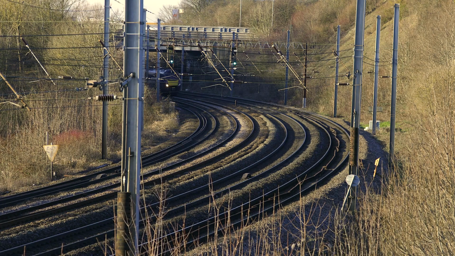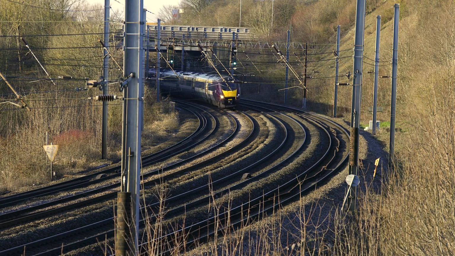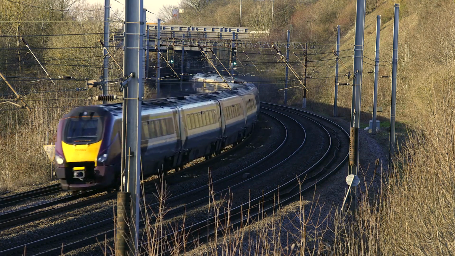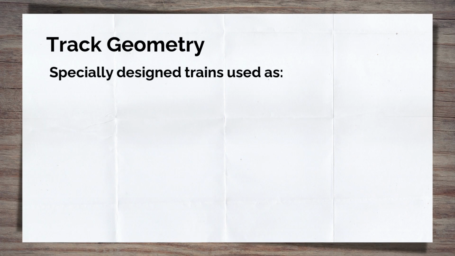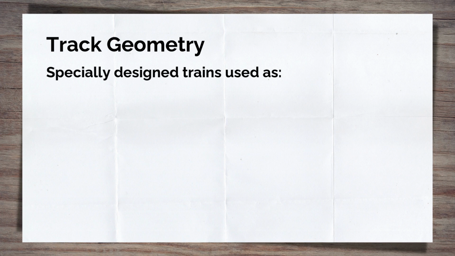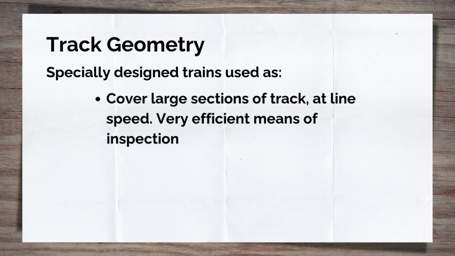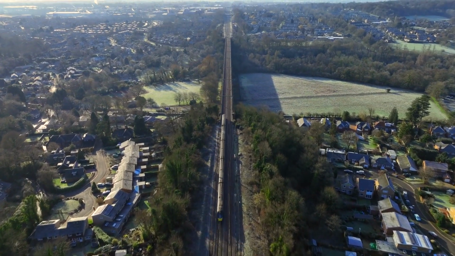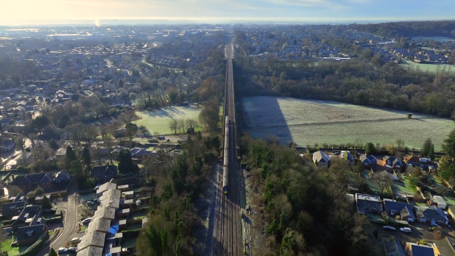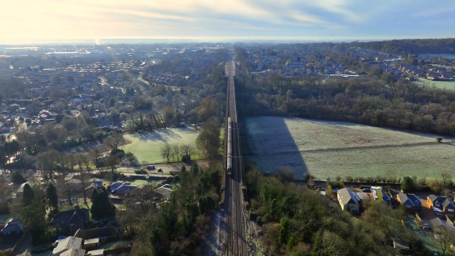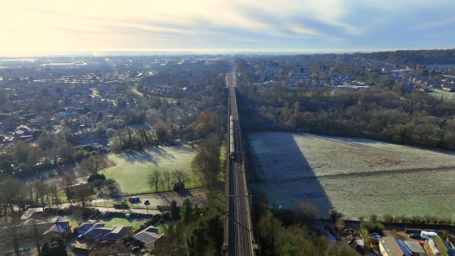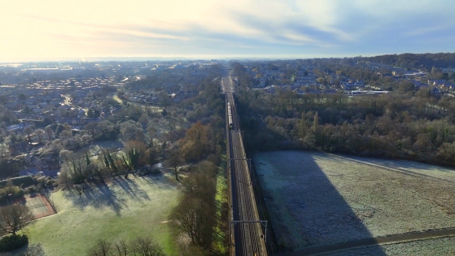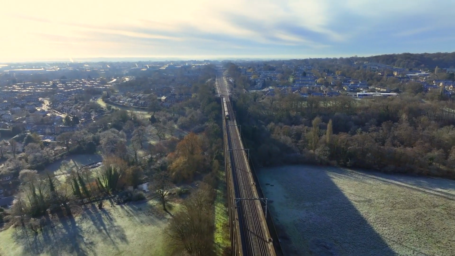Track geometry. The alignment of the track, both horizontally and vertically, is fundamental for the safe running of trains. Naturally, this means it needs to be subjected to regular inspection. Using specially designed trains is the most effective way to do this for a number of reasons. These trains can cover large sections of track, whilst travelling at speeds similar to other trains. This allows them to run alongside normal timetabled trains, limiting the impact on the overall train service, whilst also inspecting the track under similar conditions to which it operates. It also allows large areas of track to be inspected very efficiently.